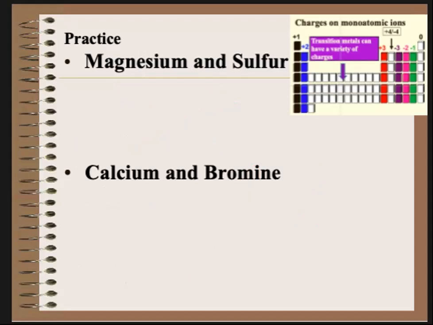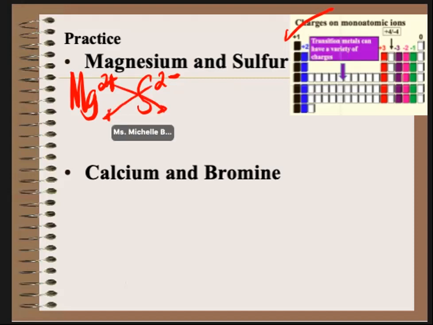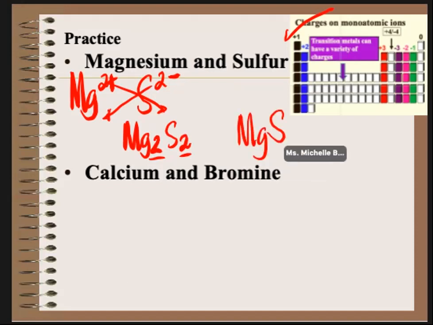Let's have this example. Magnesium has positive 2 charge and sulfur has 2 negative. Refer to this table. We crisscross, okay, we have Mg2S2. This is not the empirical formula, because the empirical formula is the simplest formula, which means you need to simplify this because both subscripts can be divided by 2. Therefore, the final answer here is MgS.